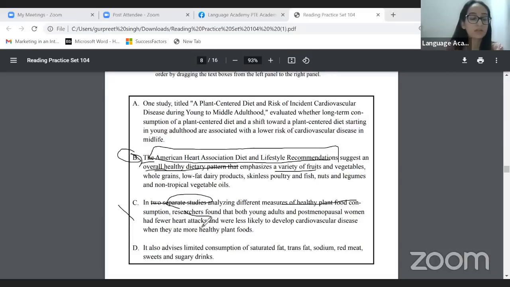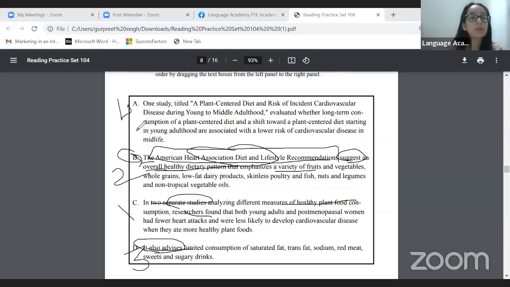And then there was this sentence, very, very important, which says it also advises. Means before this will come a sentence in which there is an advice, and also advises is the second advice that we have here. So now will come B, the American Heart Association, because this is the name of the organization. This organization suggests; also advise means this organization also gives this suggestion. So first suggestion and second suggestion.